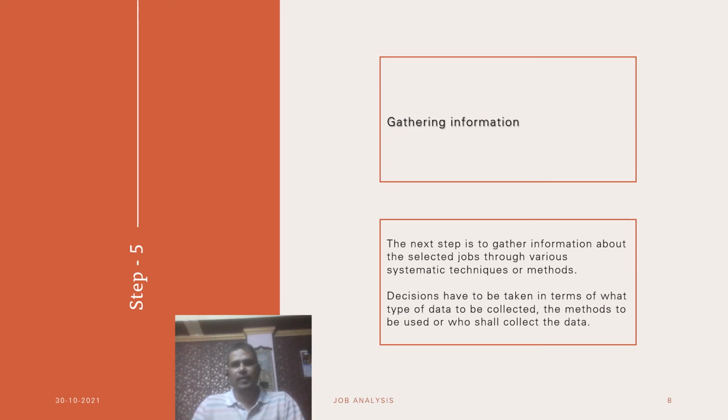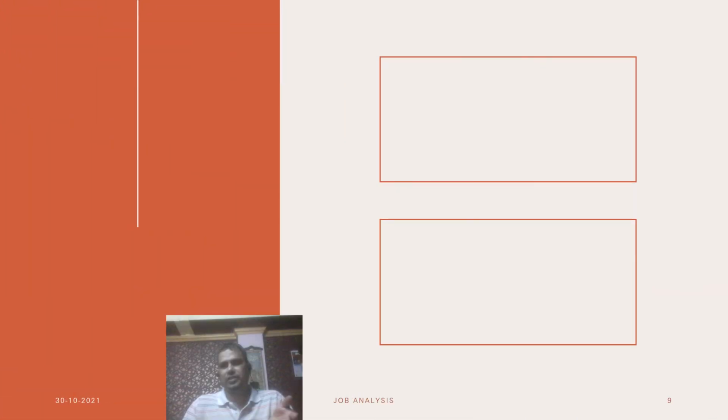Right? Now, while gathering, you need to make some decisions about what information should be gathered, what should be the type of data related to the job, how you should collect the data, how you should refine that data, where that data is available, meaning the sources of that data, and how much data is to be collected. So all decisions are taken and information is gathered.